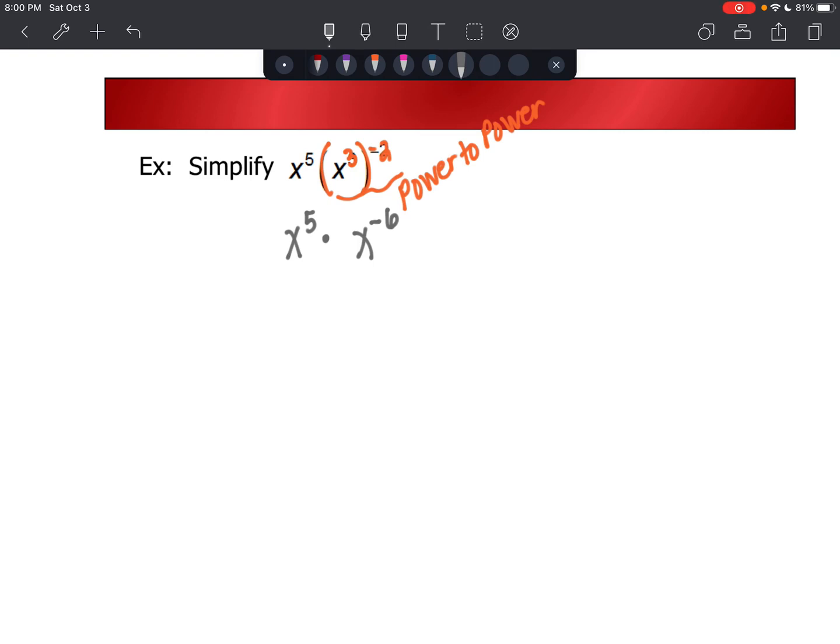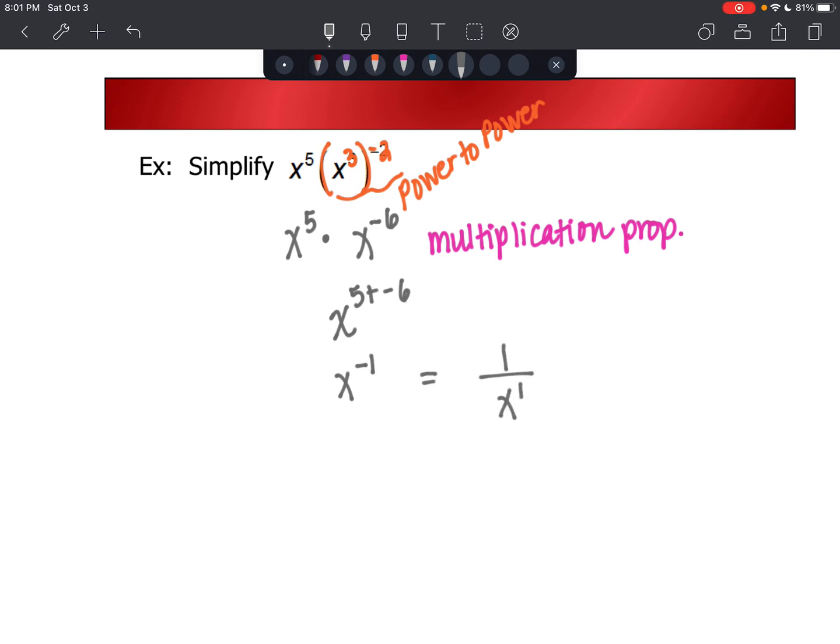And now we use our multiplication property. The multiplication property says keep the base, add the exponents. 5 plus negative 6 is negative 1. And then we rewrite that with a positive exponent. So x to the 1st power goes to the denominator. You can keep it 1 over x to the 1st, or you can simply write 1 over x, whichever one you like.